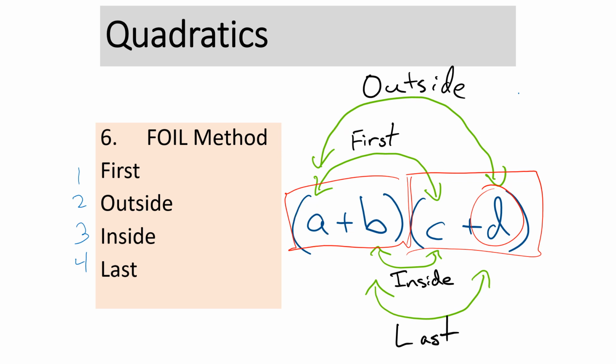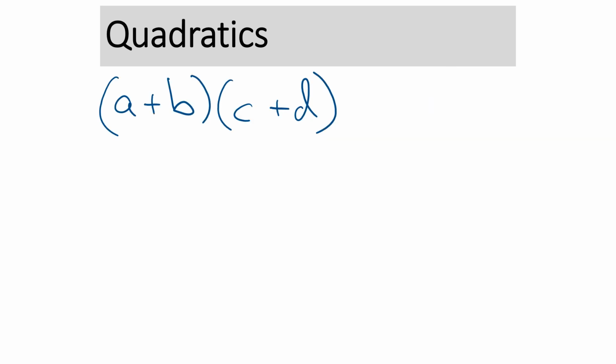And then we're going to multiply the insides. Which are inside? Well, this here is the inside. So we're going to multiply the b and the c together, and then we'll multiply the lasts. We'll do last and last, yeah? And as long as we do all of that together, we're going to work out okay. Okay, so let's see how that actually works.